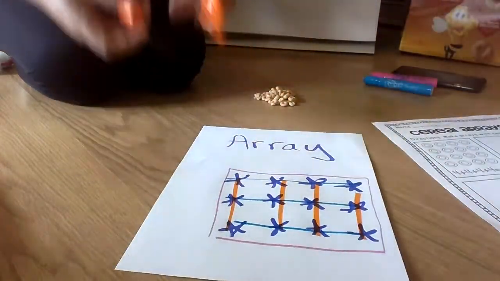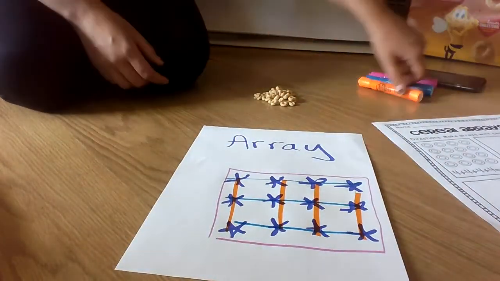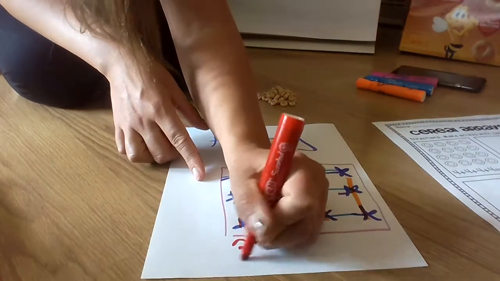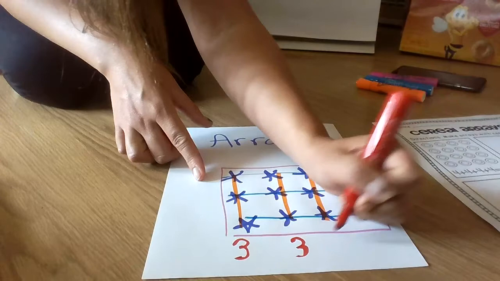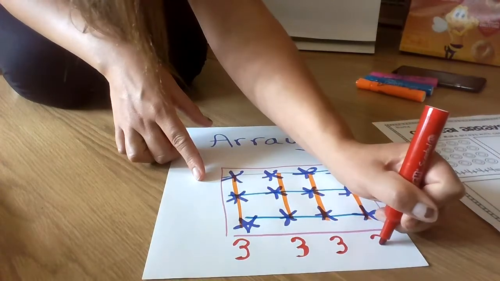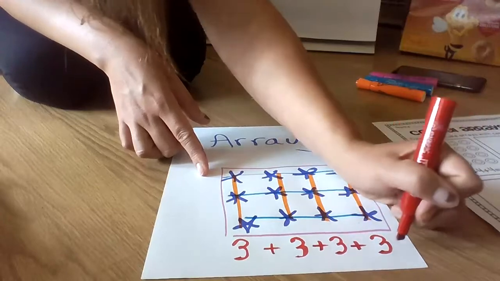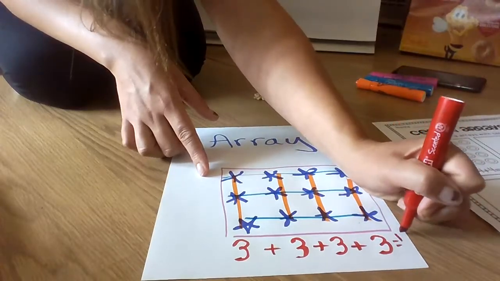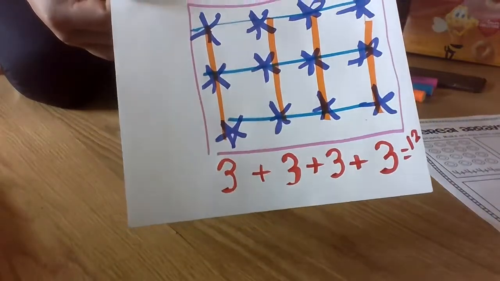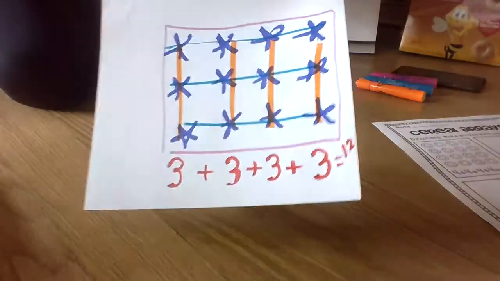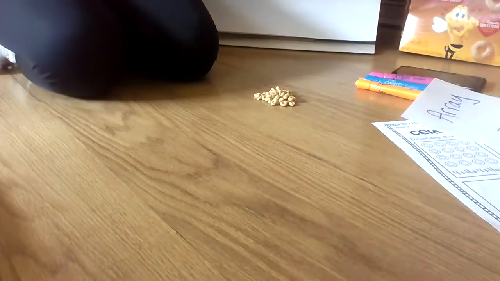I can make a repeated addition equation. I could say this column has 3, this column has 3, this column has 3, and this column has 3. So 3 plus 3 plus 3 plus 3 is equal to, I can't fit it, but 12. So this is an array because remember, the rows are equal and the columns are equal. So we are going to make arrays just like that.